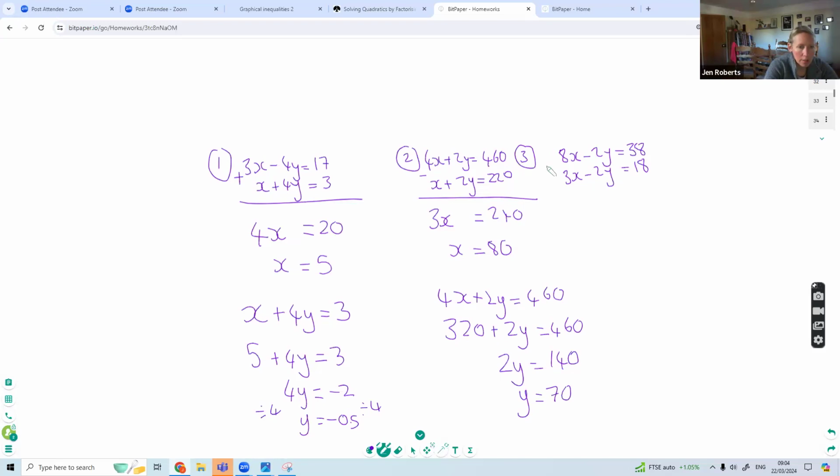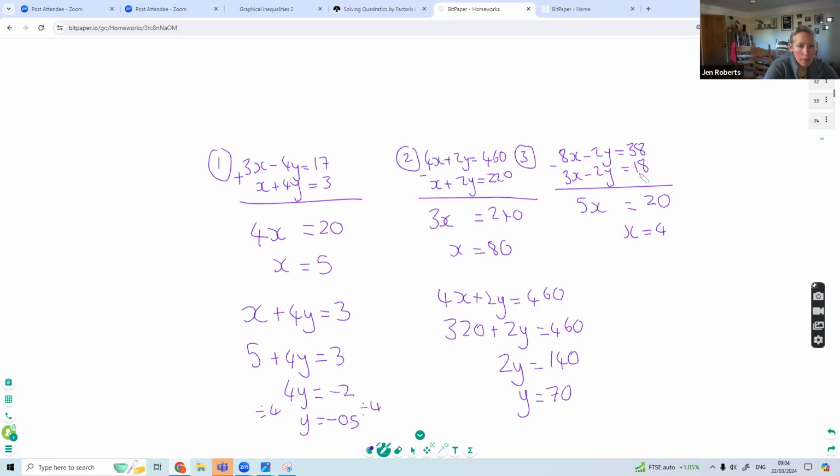So subtract, subtract. 8x take away 3x is 5x. Minus 2y take away minus 2y disappears. 38 take away 18, 20. Divide both sides by 5, x is 4.